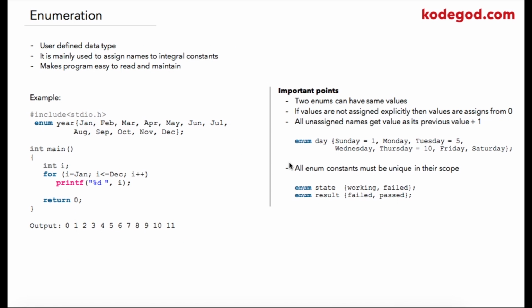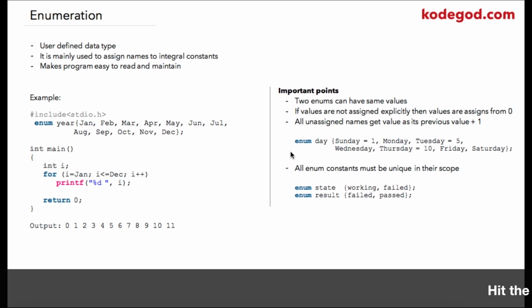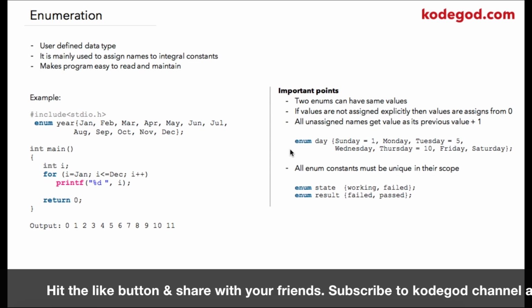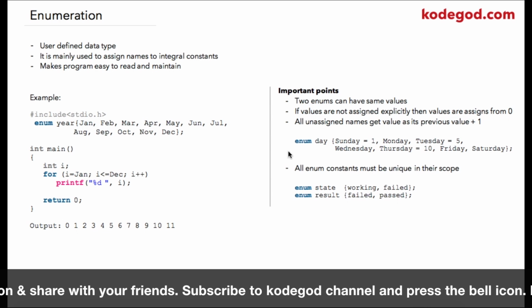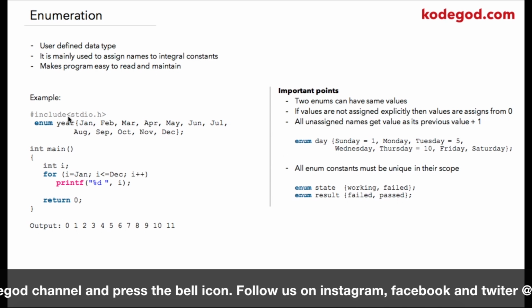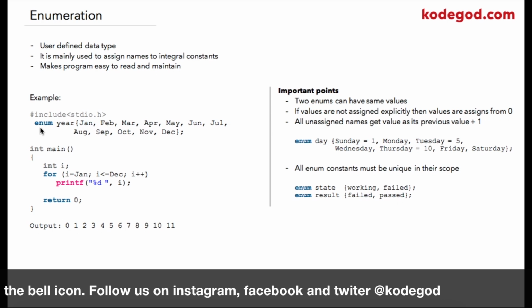In this lecture we are going to learn about enumerations, which are user defined data types, and these are mainly used to assign names to integral constants which are used in your programs. The most important benefit of using enumeration is that it makes your program easy to read and maintain. Let us try to understand this by a program so that we'll also know how to use enumerations.